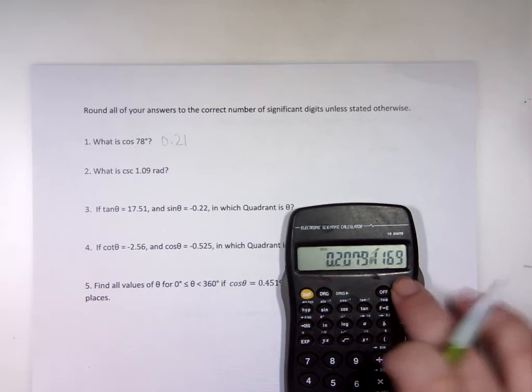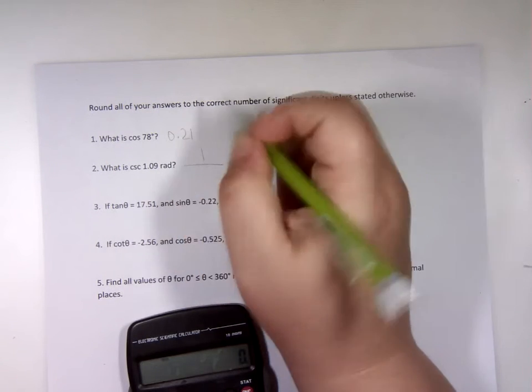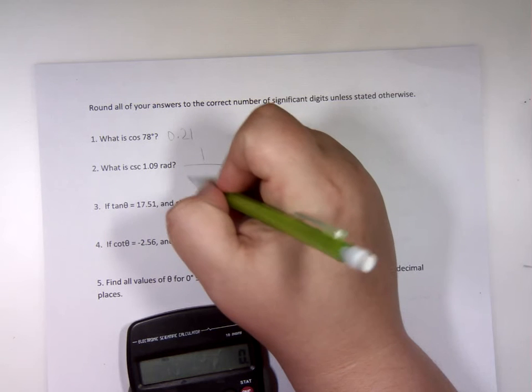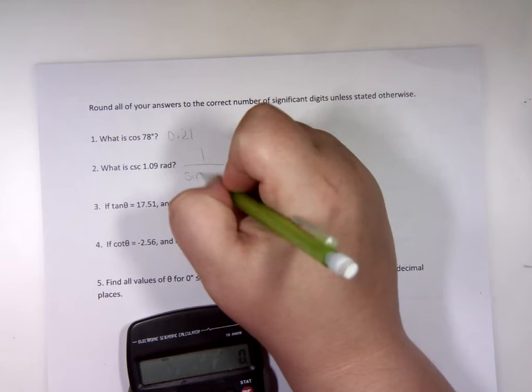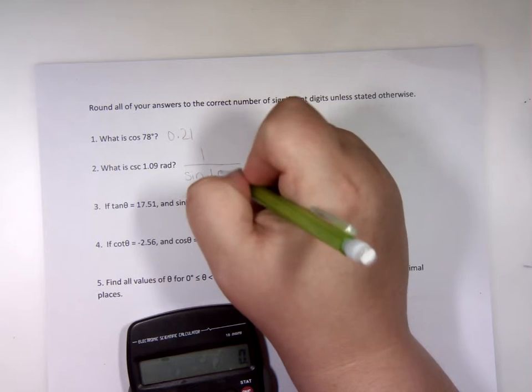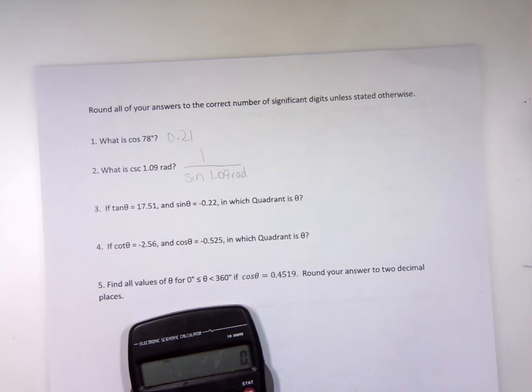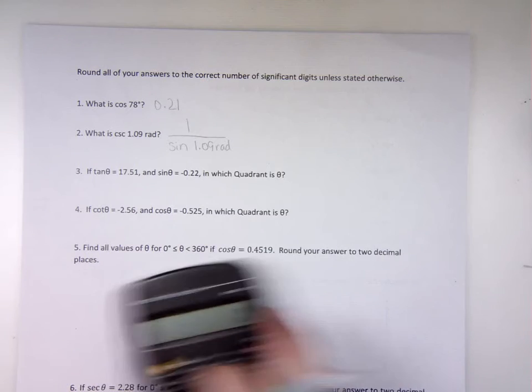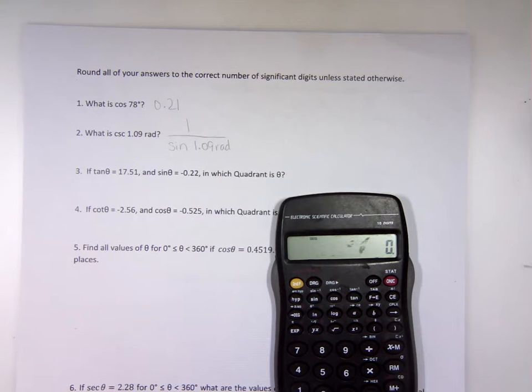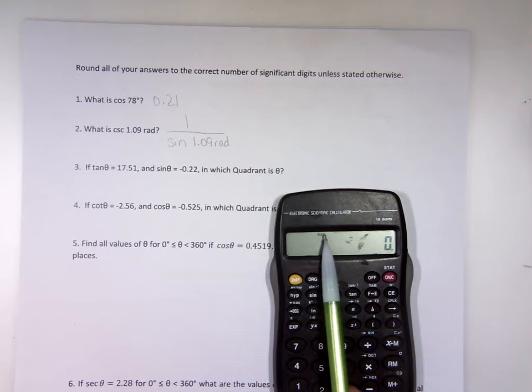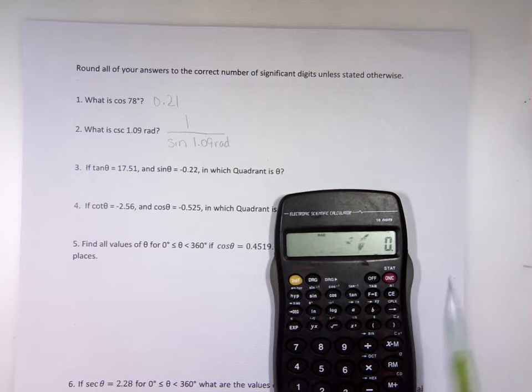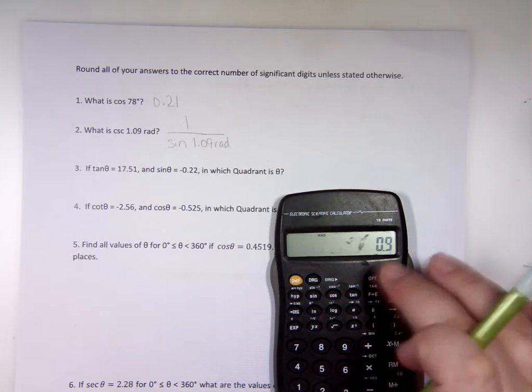Next, what is the cosecant of 1.09 radians? Well, that's 1 over the sine of 1.09 radians. Please bear with me. I am starting to lose steam. Okay, so we need to make sure that we change to radians. So now our calculator is measuring angles in radians. So we've got 1.09. Oh, that's not right.